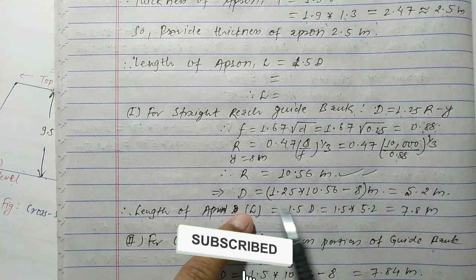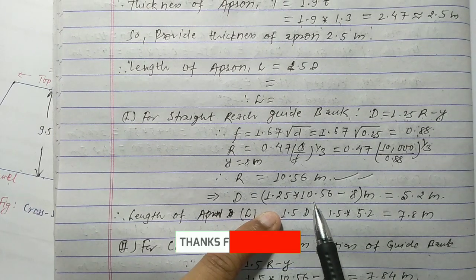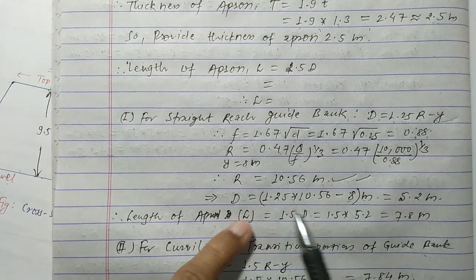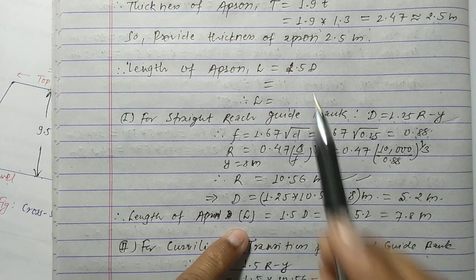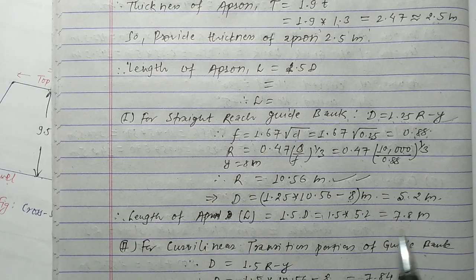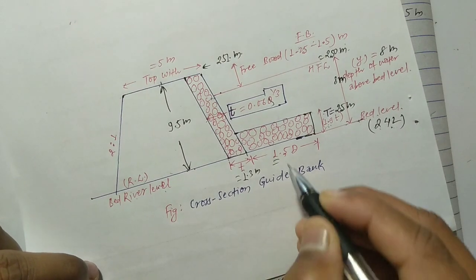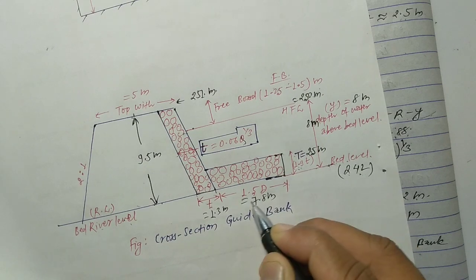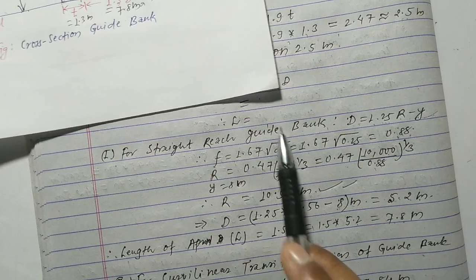And now we have to calculate D equal to 1.25 (R minus y). Okay, then we get the value of D equal to 5.2 meter, and length of apron L equal to 1.5 D, and D is taken 5.2 meter. This becomes 7.8 meter. Okay, so you have to write here this is the length of apron, and this becomes 7.8 meter. Okay, this is the length of apron for the straight Grad bank.